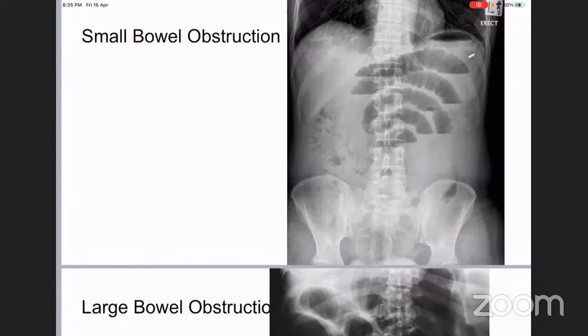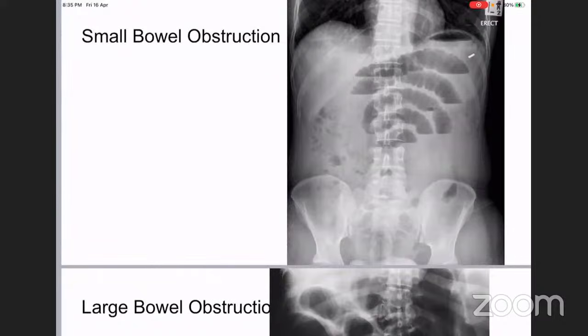Valvulae conniventes. Very good. What are valvulae conniventes? Who answered? What's your name? Rishabh. Very good. So what are valvulae conniventes? The mucosal folds. Very good. They are circumferential, complete mucosal folds, which are characteristic of which part of the small bowel?